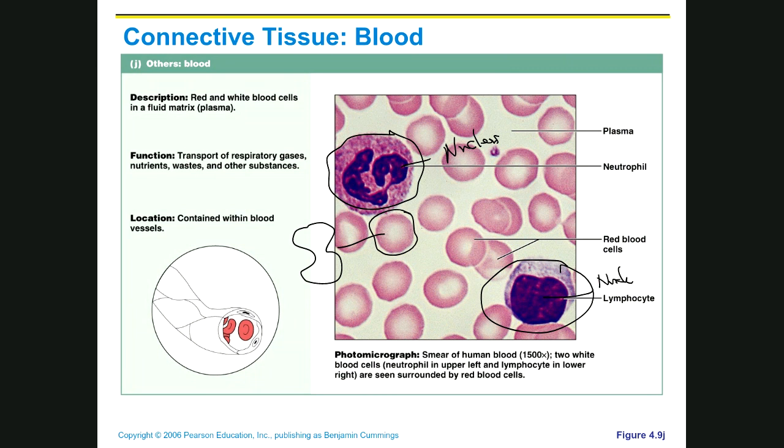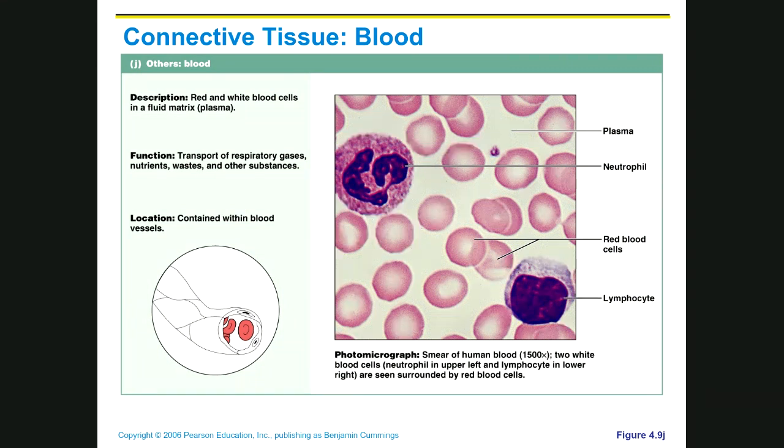There's only one kind of red blood cell. They're all the same, one type, but there are 5 types of white blood cells. And so they're not going to look all alike. If I look at this one, it doesn't look anything like this one over here. And then here is a platelet, little bitty thing.